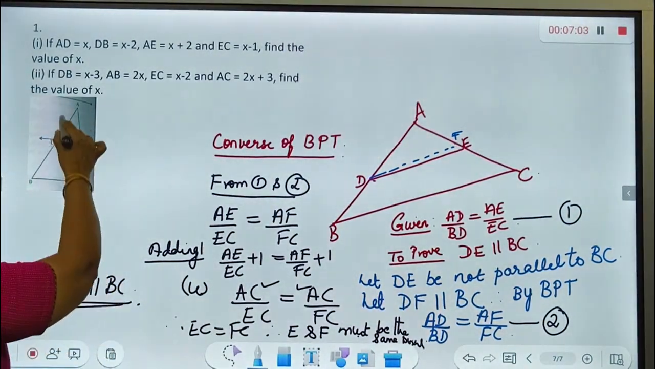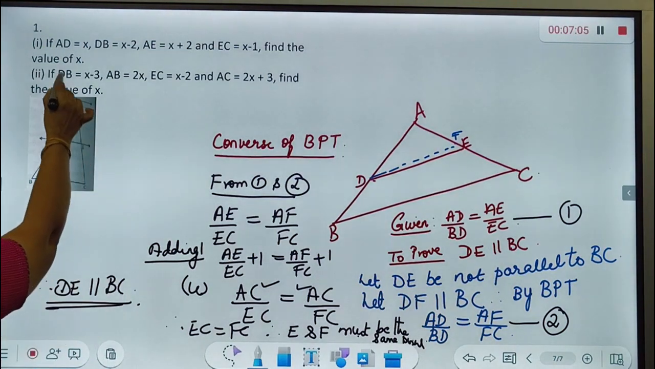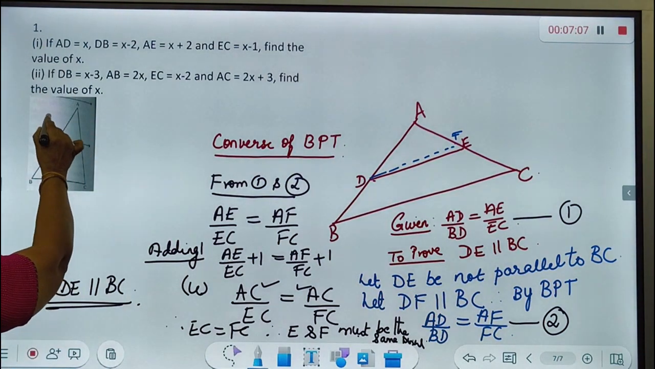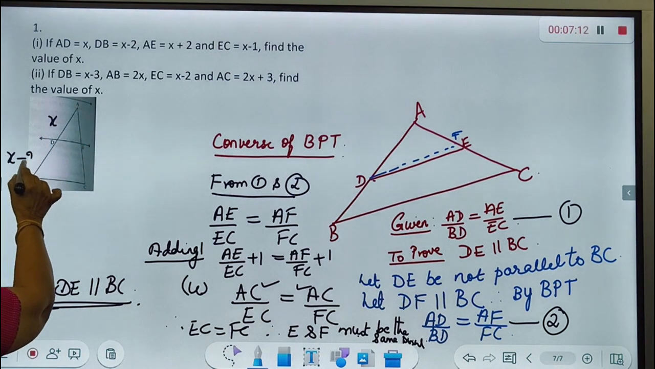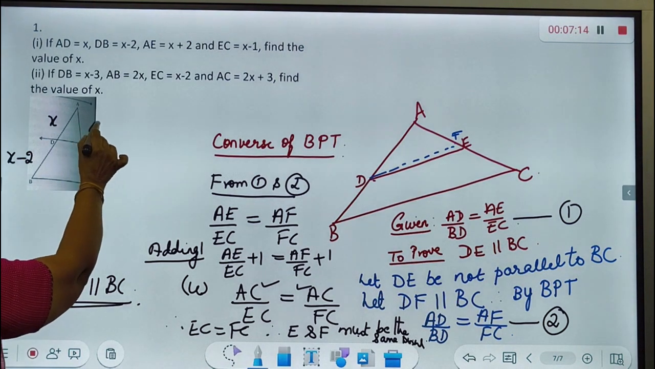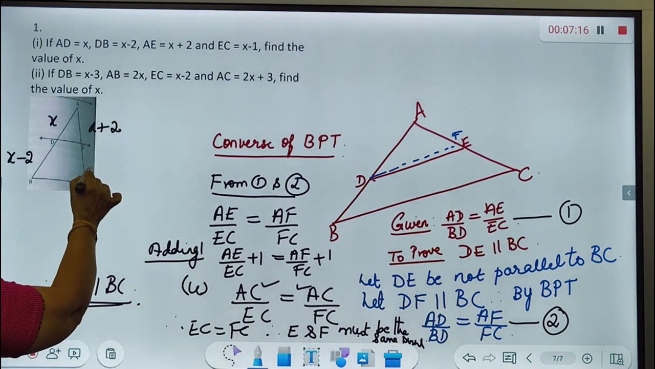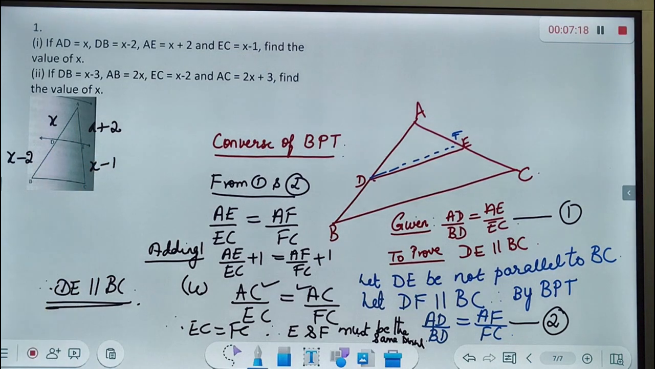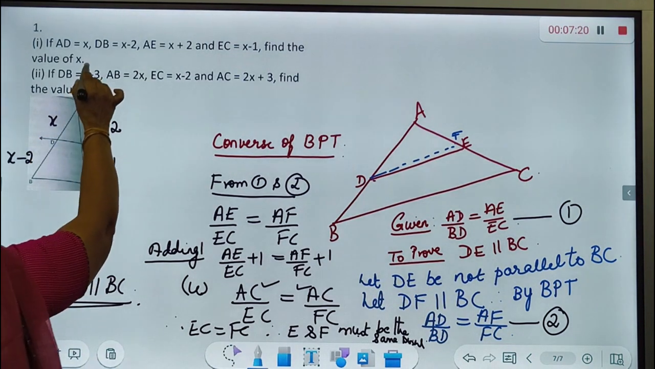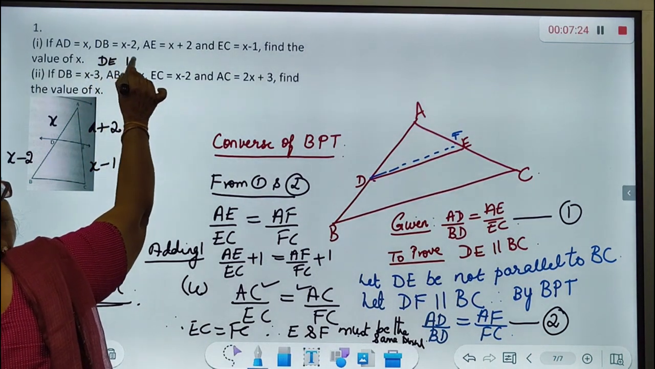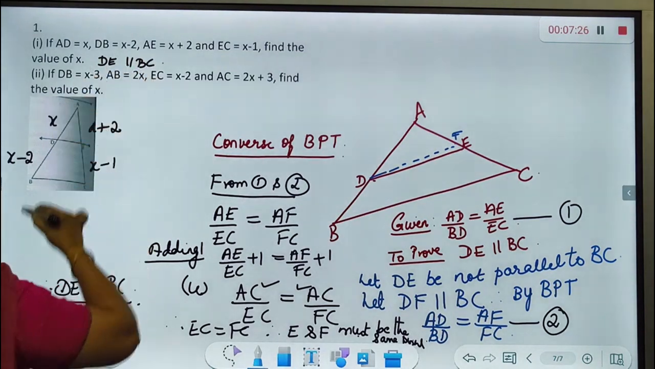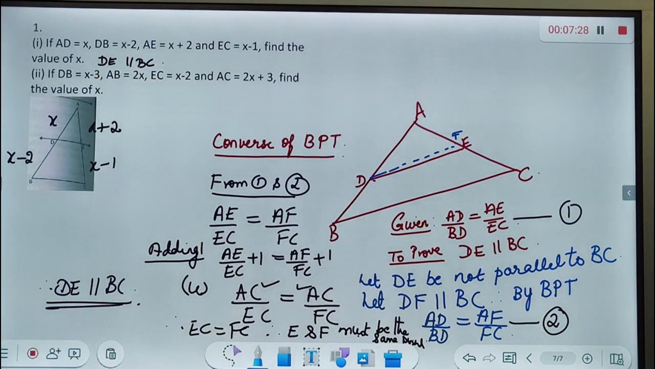Now this is what we are applying here also. See, for example, look at the first sum. AD is x, BD is x minus 2, AE is x plus 2, EC is x minus 1. Now, what is missing in the problem is that DE is parallel to BC. That they should have given. DE is parallel to BC.